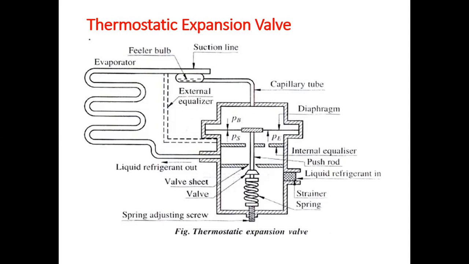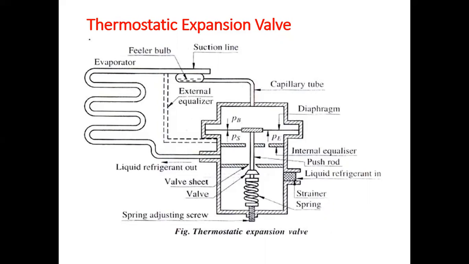Under normal operating conditions, the filler bulb pressure acting at the top of the diaphragm is balanced by the spring pressure and evaporator pressure acting at the bottom of the diaphragm. The force tending to close the valve is dependent upon the spring pressure and evaporator pressure, which in turn depends upon the saturation temperature of the refrigerant in the evaporator coil. The force tending to open the valve depends upon the filler bulb pressure, which in turn depends upon the temperature of refrigerant in the valve.